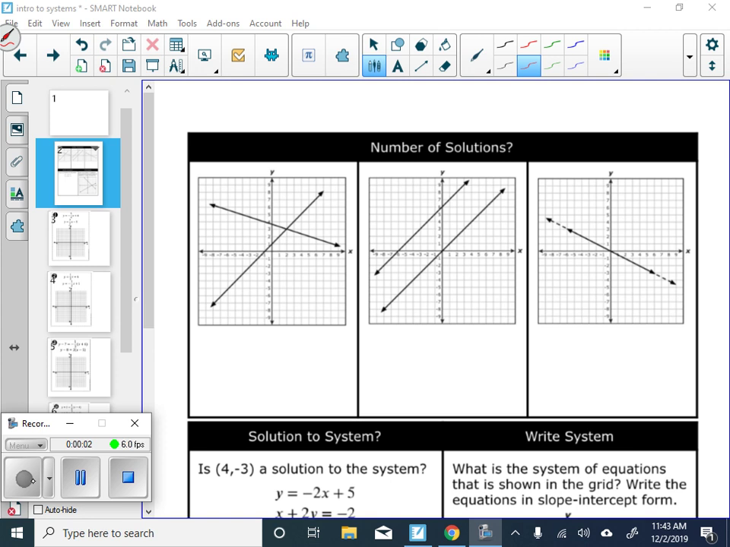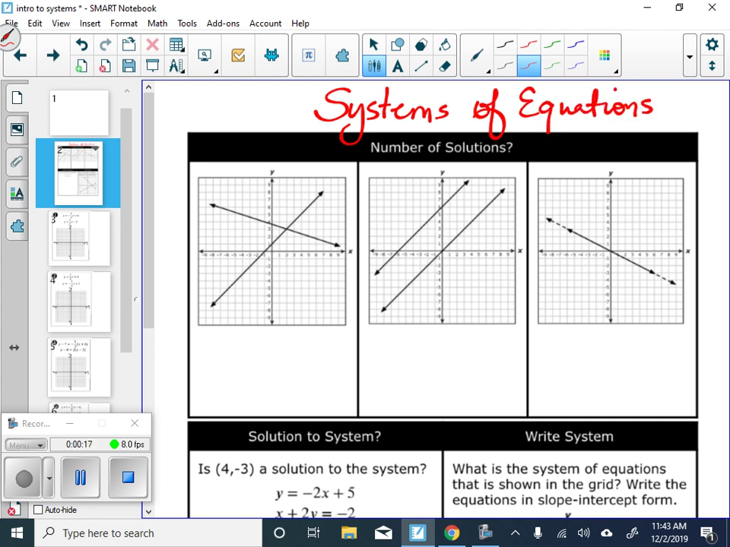Hey, today we're going to talk about systems of equations. So in your notebook, I want you to give yourself a title. And we'll glue all of those things in as we go along. Systems of equations.